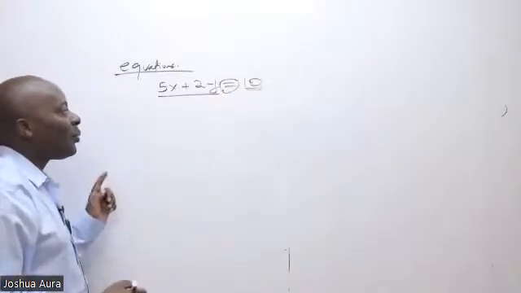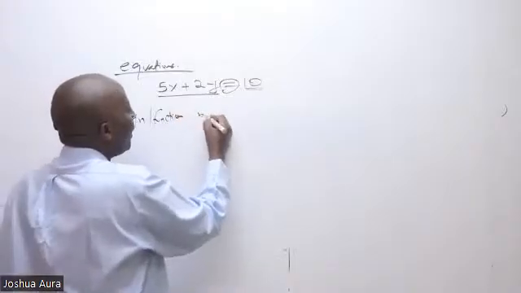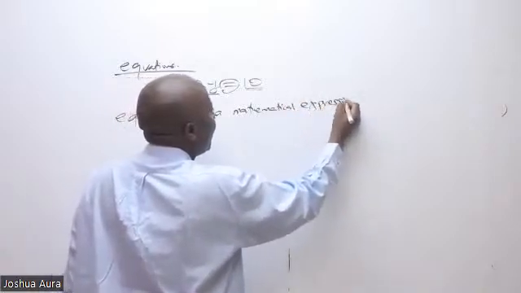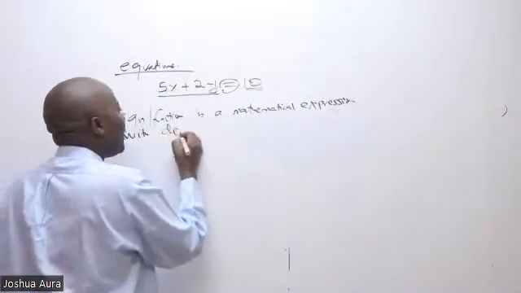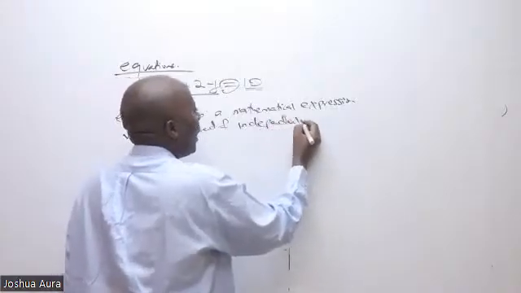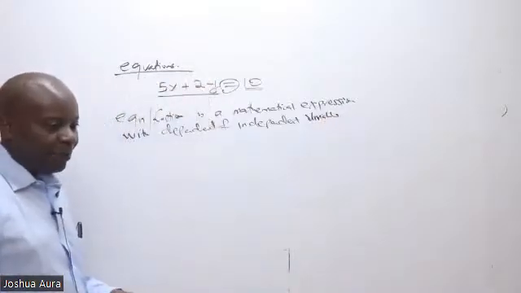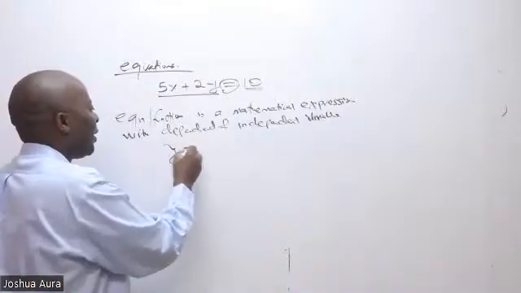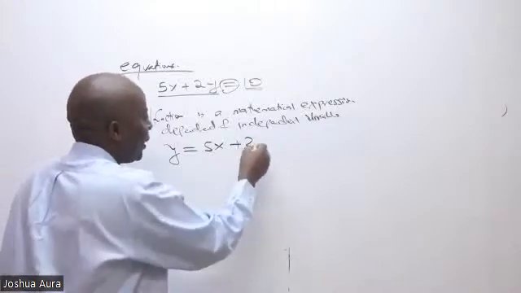So the most important thing that you're supposed to know, ladies and gentlemen, is that an equation, or basically a function, is a mathematical expression with dependent and independent variables. If, for example, you are given a function like y equals 5x plus 20.